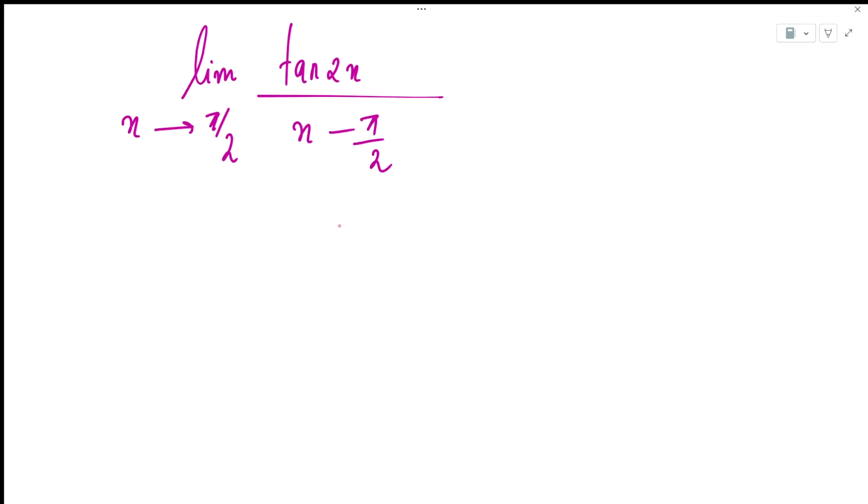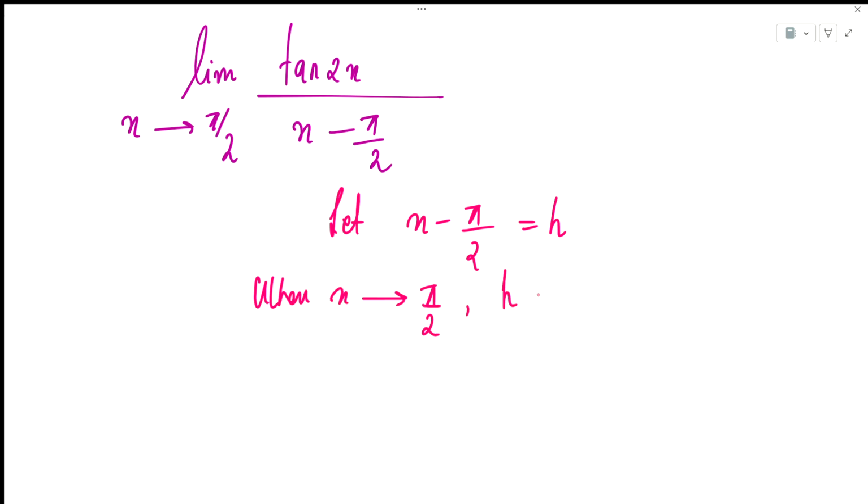So what are we gonna do? We will let x minus pi by 2, more often than not we let the denominator as h. Now you tell me, when x tends to pi by 2, h will tend to 0, right? Because when you plug in the value of x as pi by 2 here, pi by 2 minus pi by 2 is going to give you 0.